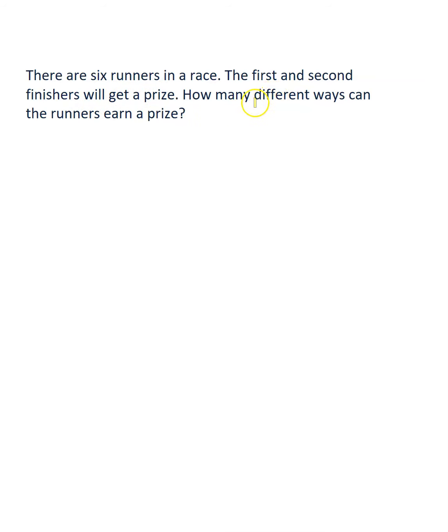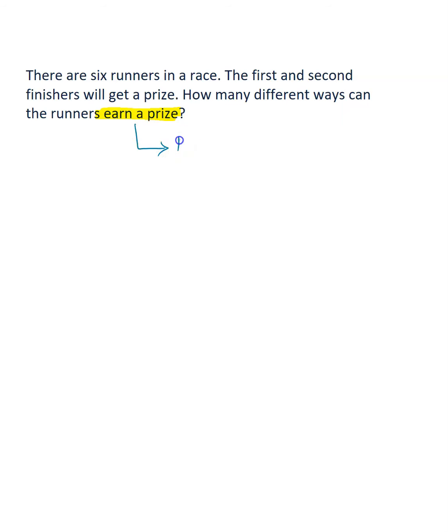But the question actually says, how many ways can the runners earn a prize, not how many ways can they come first and second. So if they earn a prize, it just means that they have to come first or second. It doesn't matter. Say out of the 6 runners, runner A comes first and runner B comes second. They both are earning a prize. So that is the same as if runner B came first and runner A came second, because we really don't have to distinguish who came first and who came second. We just want to know who got a prize. Because of that, this problem suddenly changes into a combination problem.